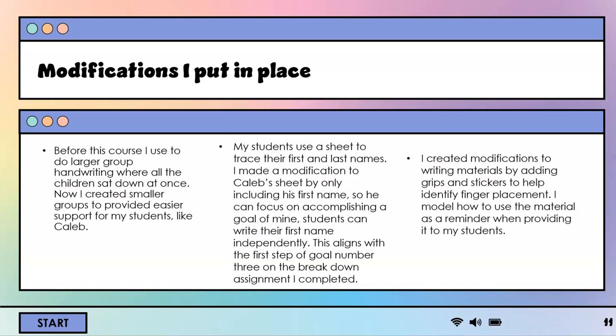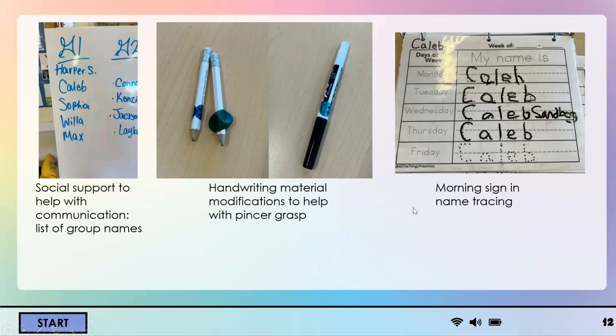The final modification was that I created modifications to his writing materials by adding grips and stickers to help identify finger placement. I modeled how to use the material as a reminder when providing it to my students, like Caleb. So on the left here are the social supports to help with communication, which is the list of the group names. So you can see Caleb's name on this list.